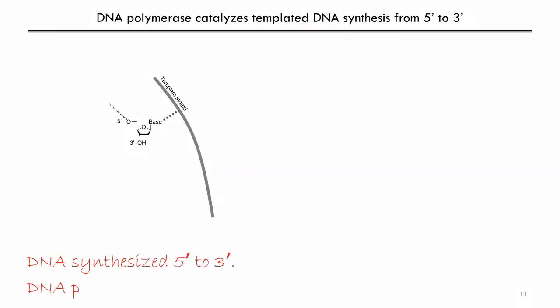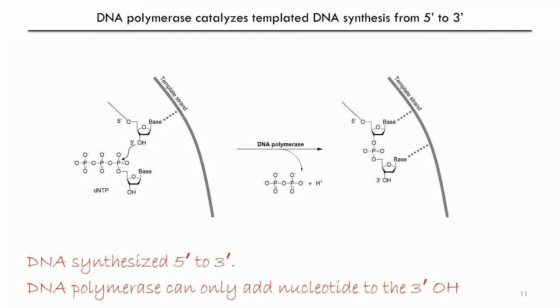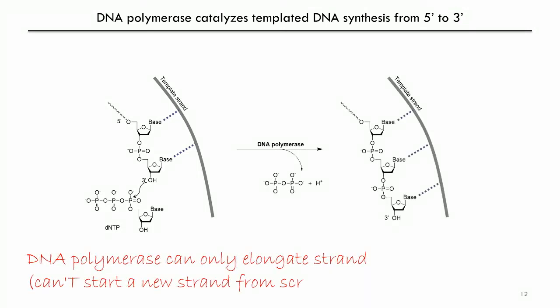Once again, DNA is synthesized from 5' to 3'. I explained this last lecture, but I will say it again here because it is important. DNA polymerase can only add a nucleotide to the 3' end of a growing strand. Furthermore, DNA polymerase can only elongate a strand. It cannot make a new strand from scratch.